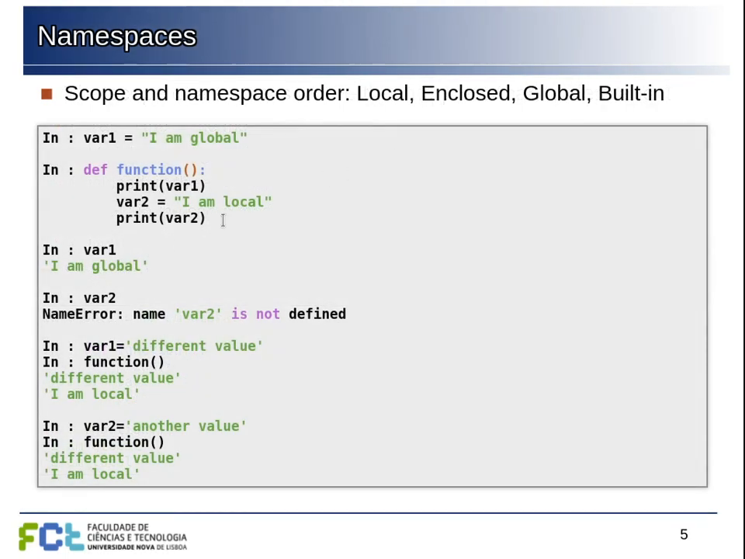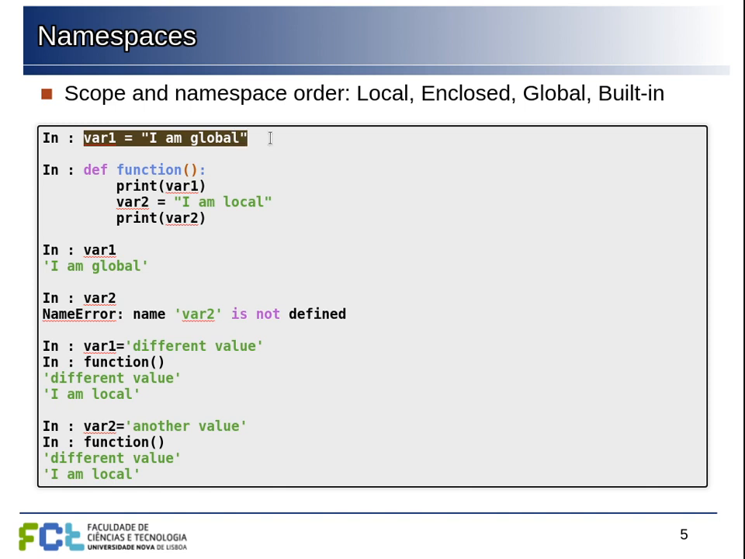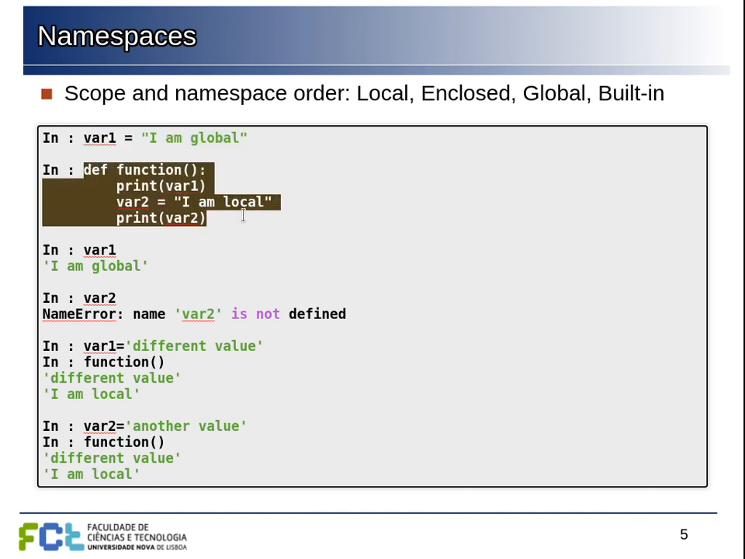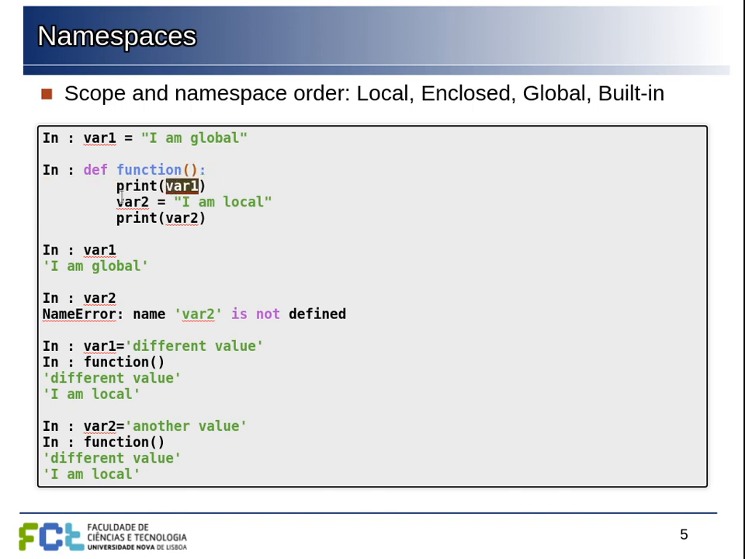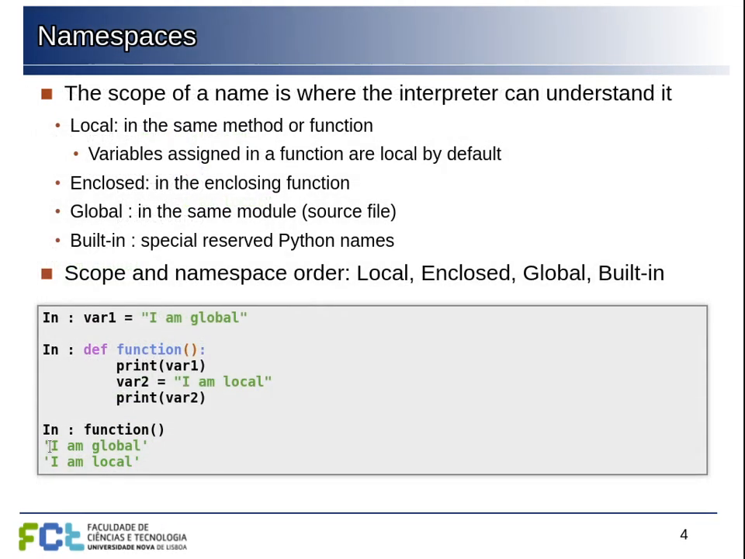So for example here, if I create this function that will print var1, and var1 exists in the global namespace. We can think of what Python is doing here, which is first looking up in the local namespace of this function, and it doesn't find any var1. So it goes to look along this list. Eventually it looks in the global namespace and it finds this meaning for var1, which points to this string here, I am global. And so when we call this function, it will print I am global first, and then I am local, which is var2.